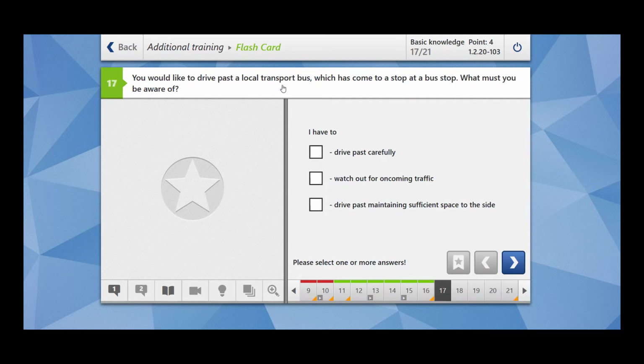You would like to drive past a local transport bus which has come to a stop at a bus stop. What must you be aware of? I have to drive past carefully with a walking speed. I have to watch out for oncoming traffic. This is also correct. I have to drive past maintaining sufficient space to the side. This is also important so that you do not cause any danger to the pedestrians.